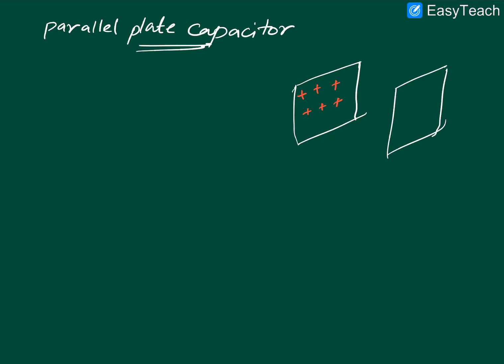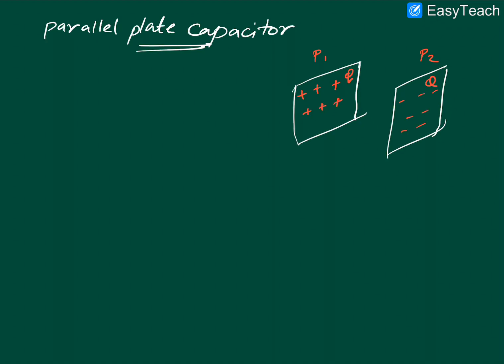One is charged with positive Q, another is charged with negative charges. So let it be again Q but negative charges. Total amount is negative Q, and in the first plate total positive Q charges are there. They are plate 1 and plate 2, P1 and P2.